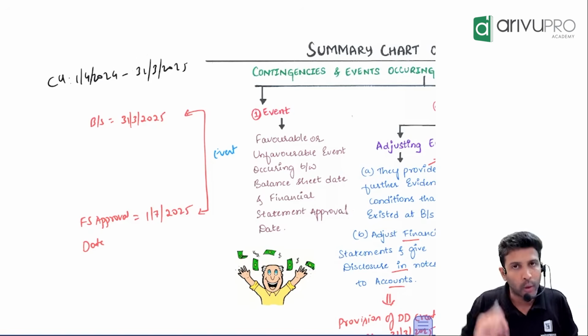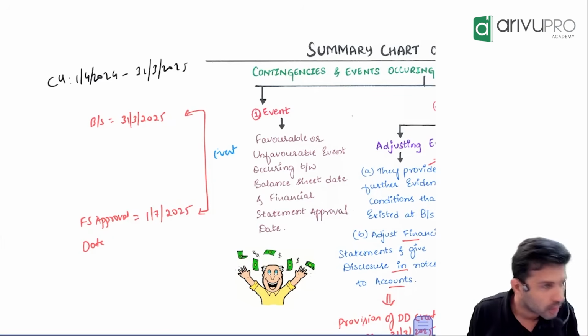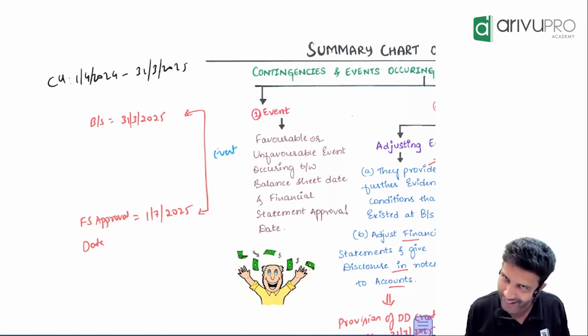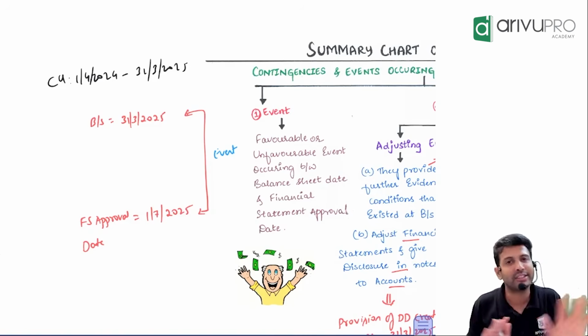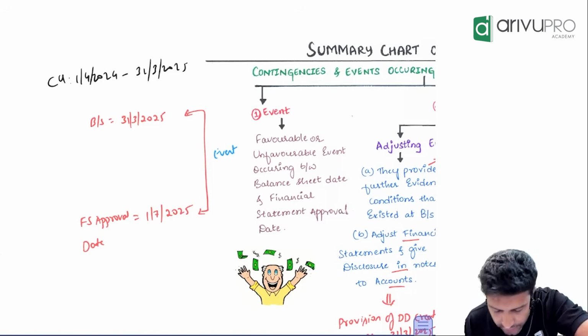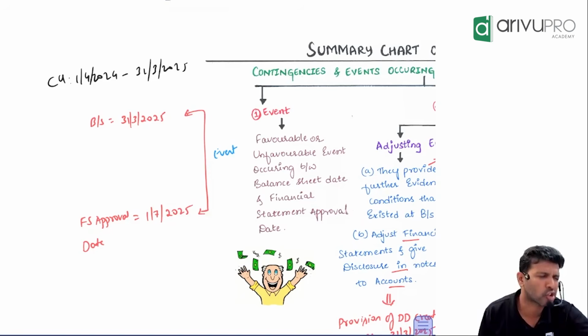Now once the year ends, the auditor will come and do the audit. Then the board of directors will have their meeting. They'll do all that. Then they will approve the financial statements. Let's say the board approved financial statements on 1st July, because the audit took some time.